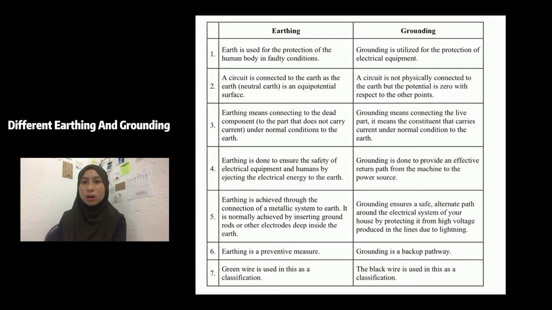And then second, for earthing, a circuit is connected to the earth, which is neutral, as the earth is an equipotential surface. While for grounding, a circuit is not physically connected to the earth, but the potential is zero with respect to the other points. And then last one, earthing is a preventive measure, while grounding is the backup pathway.